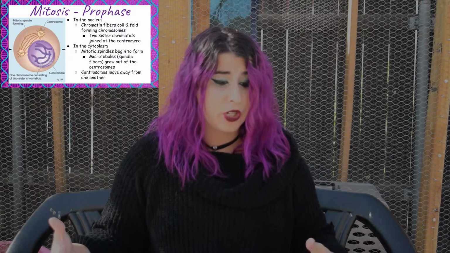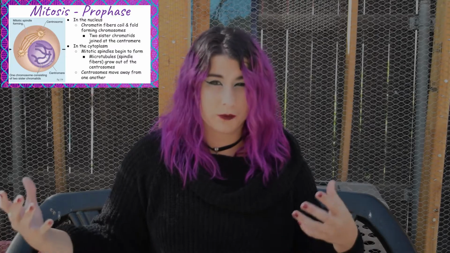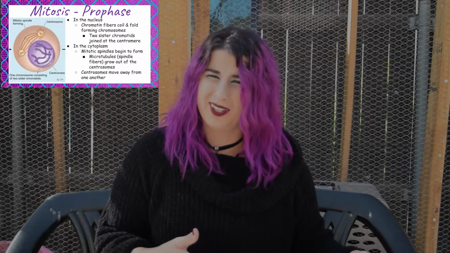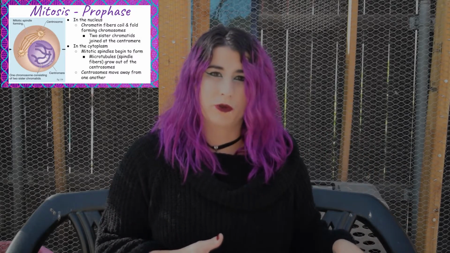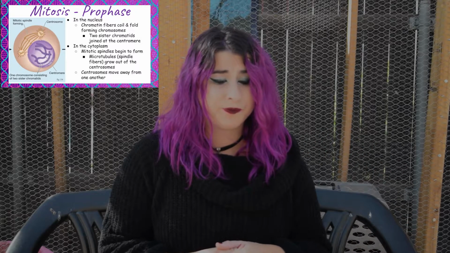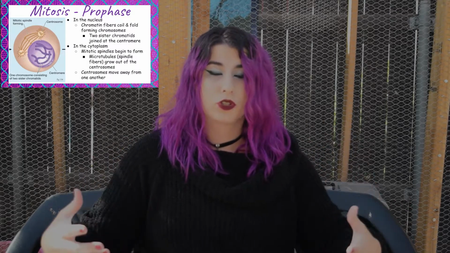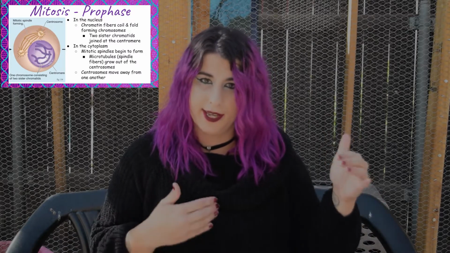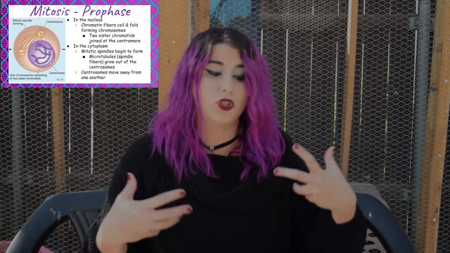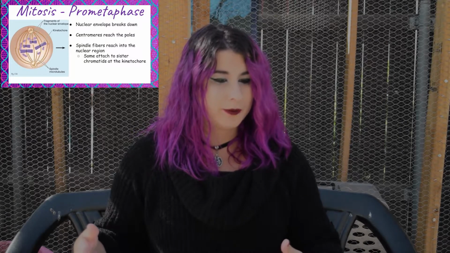I know the book I'm using usually calls them spindle microtubules, but I'm more comfortable saying spindle fibers since that's what I've always learned, and that's usually what they're called in the biology class, so that's what we're going to be saying for the rest of the video. And so they grow out of those centrosomes. And then the centrosomes will begin to move away from one another towards the opposite ends of the cell at the 2 poles.